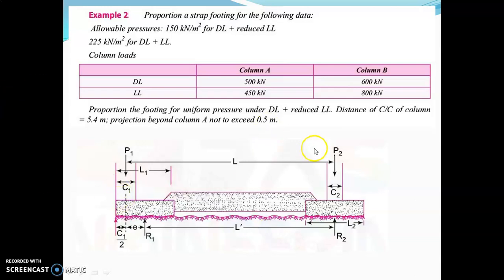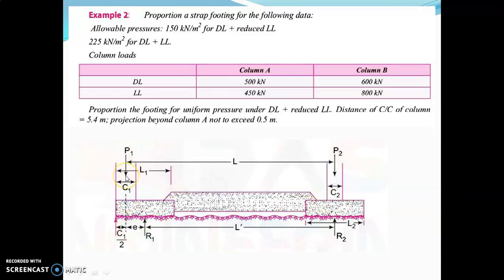Here you have to design the footing for a uniform pressure under dead load plus reduced live load. Means you have to consider both dead load as well as the reduced live load, so you can consider 50% of the live load. Now center to center, that is given the distance, is equal to 5.4 meter.